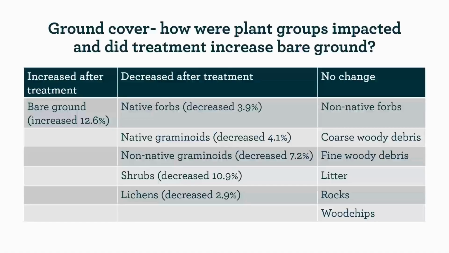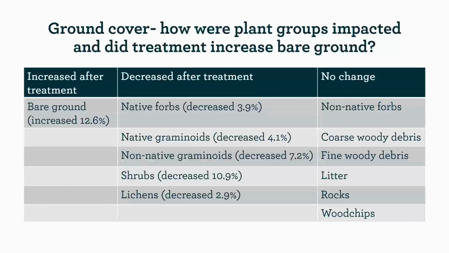We also saw a decrease in native forbs, graminoids, shrubs, and lichens. These measurements were taken just several months after treatment was completed. So I think it remains a little too early to tell if these reductions in plant groups like forbs and graminoids persist into the future. It kind of makes sense if you have machinery in there that those plants are going to get knocked down and there'll be some bare ground.